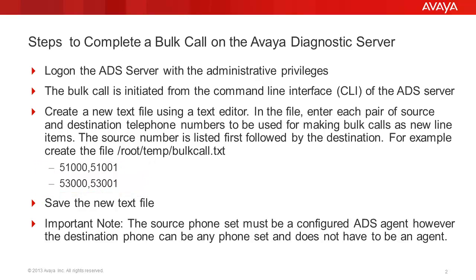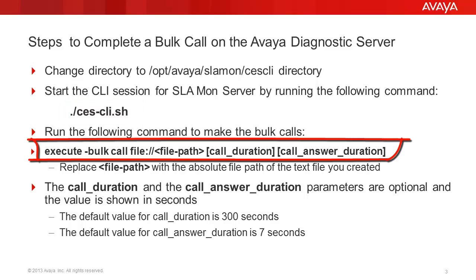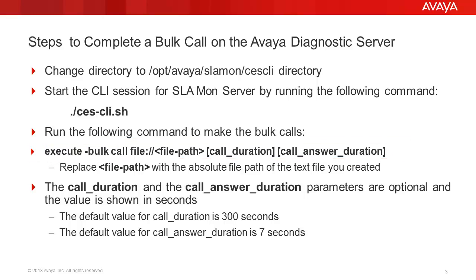There's an important note. The source phone must be a configured ADS agent. However, the destination phone can be any phone set and does not have to be an agent. Once you've saved your text file, change directory to the following directory and start the CLI session for SLA-MON server by running the following command. We'll execute the following command to make the bulk call. We'll replace the file path with the absolute file path of the text file we had created.